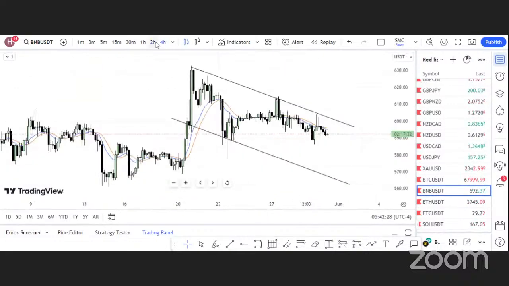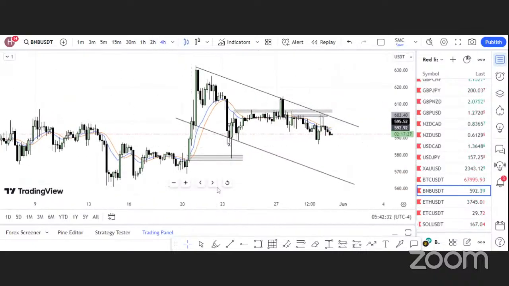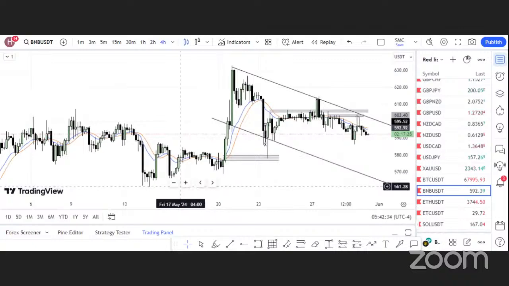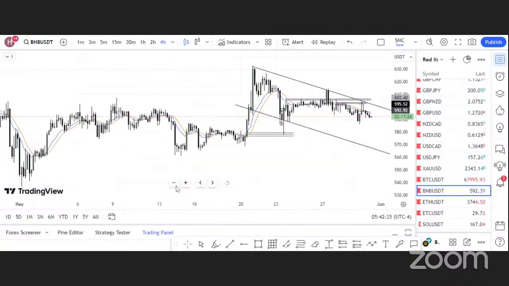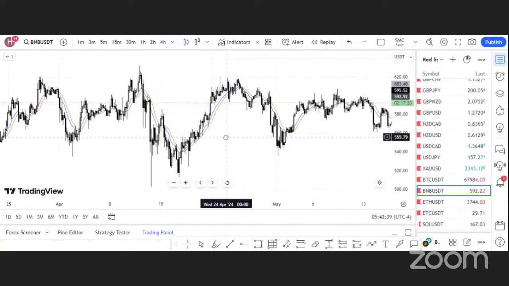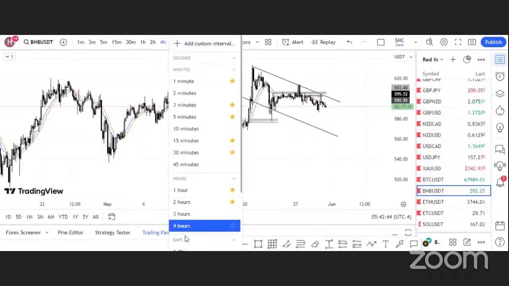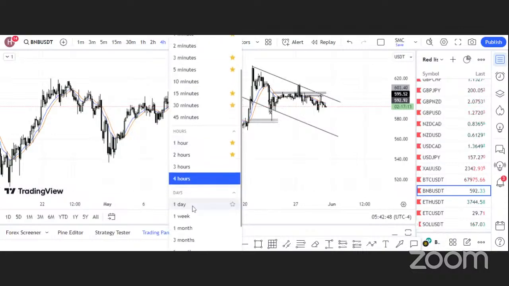On the 4 hour time frame, the market is also bullish. But what we're going to be concentrating on is, oh wait, is this even a bullish market? I guess the market is consolidating on the daily. Yeah, let's go check the daily time frame.